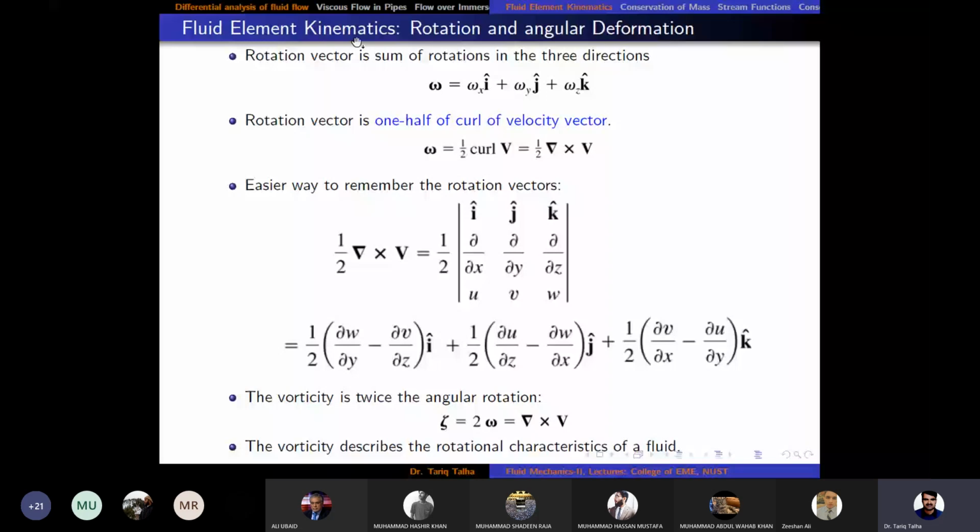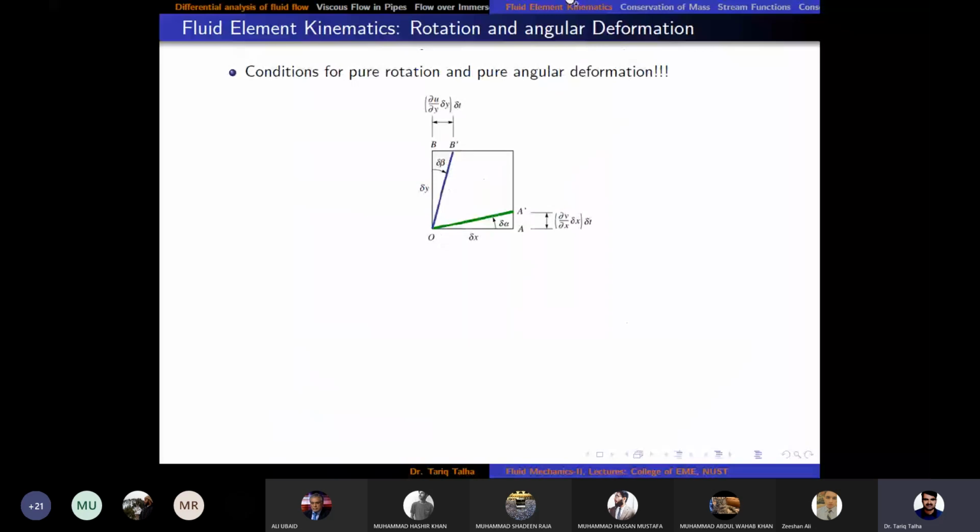One thing I forgot to mention, that vorticity, which is the characteristic of flow field, is 2 multiplied by the rotation vector. So it tells about the rotational characteristics of a fluid. So now we need to discuss pure rotation and pure angular deformation.